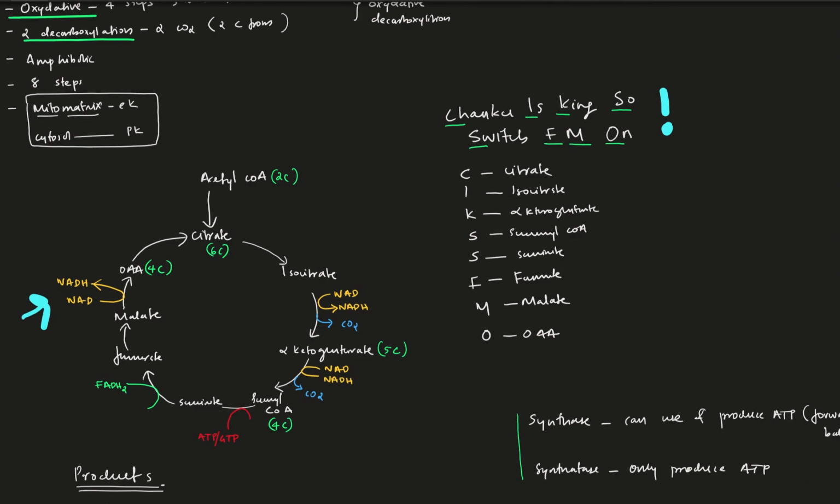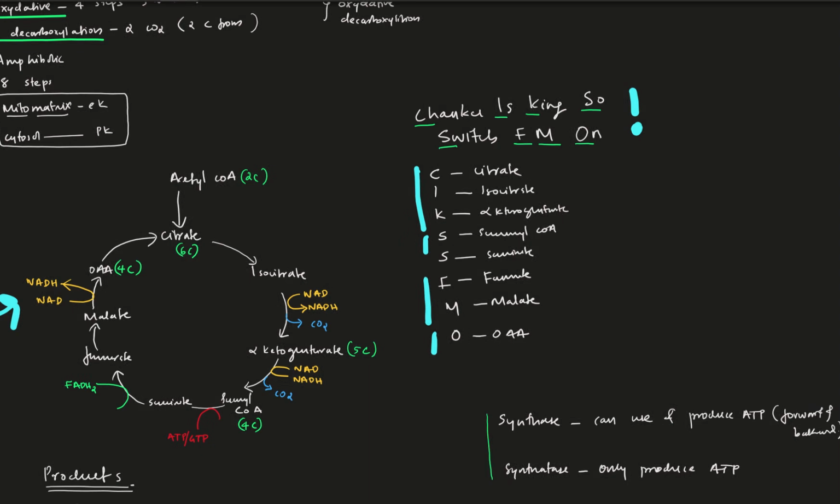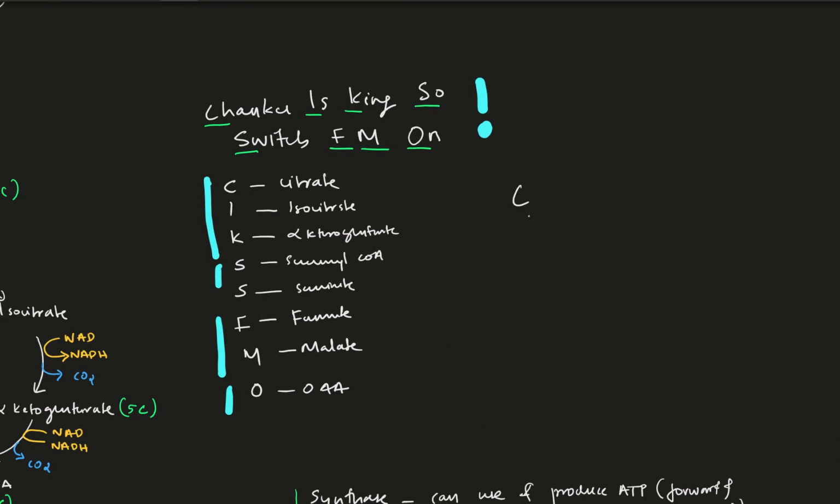How do we remember this? CIK SSFMO: Chunku is king, so switch FM on. That is our short form to remember this. Chunku is king, so switch FM on. So these are the 8 steps.